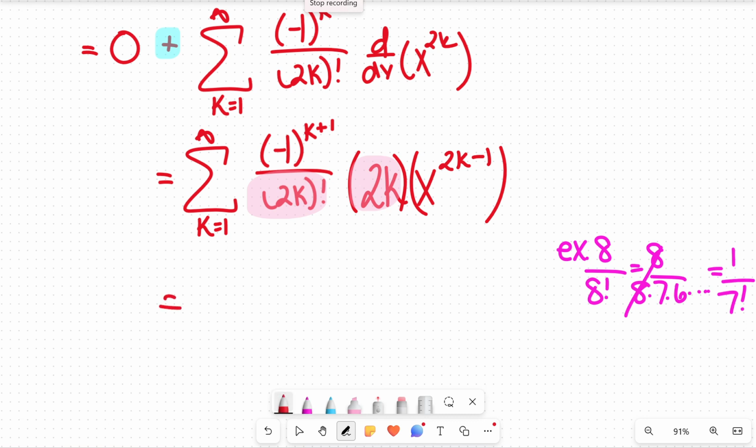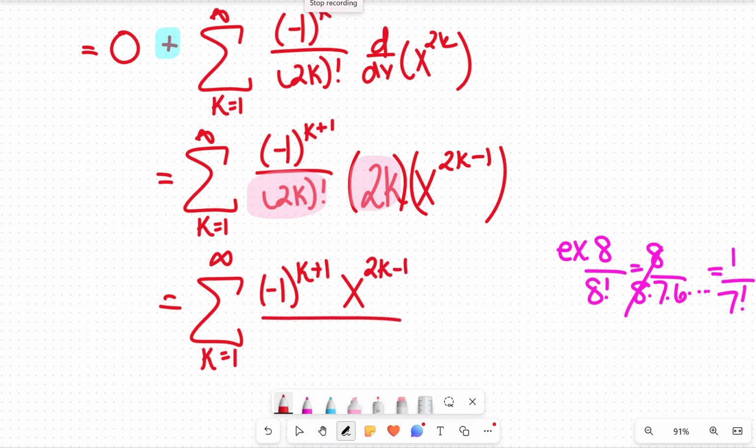So to simplify this just a little bit more, k equals 1. I have negative 1 to the k plus 1 power. I still have my x to the 2k minus 1. And now my two pink components, I'm going to change this to say 2k minus 1 factorial. So those two pink parts become this pink part right here.